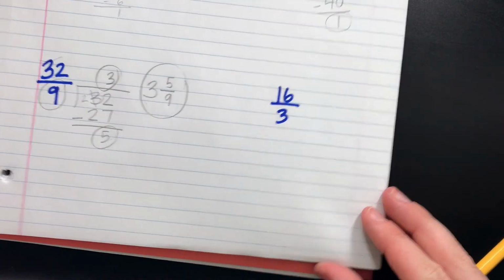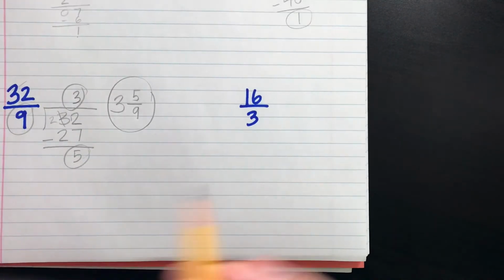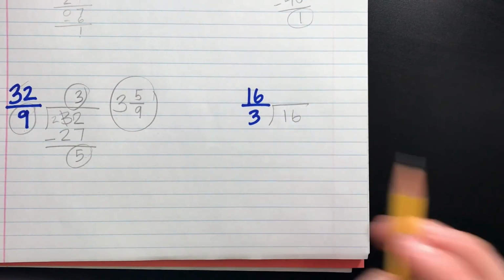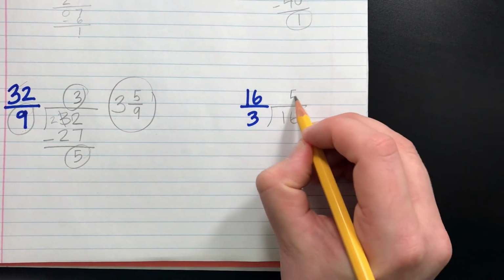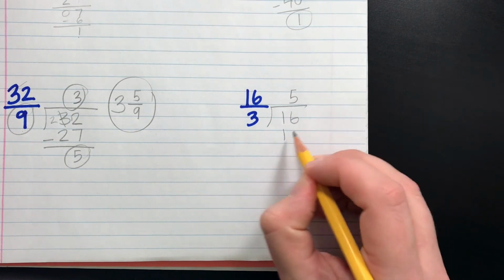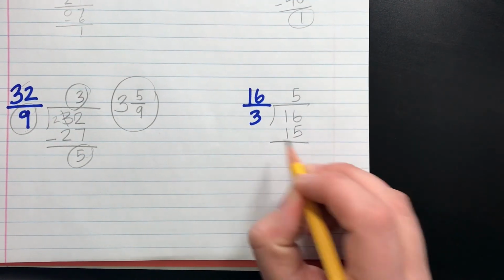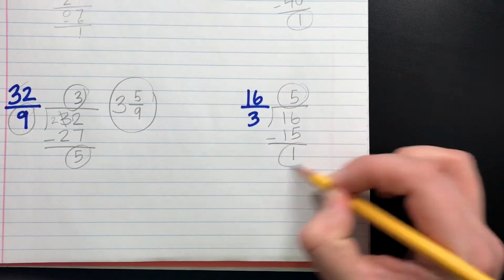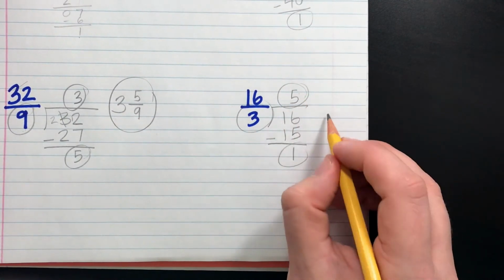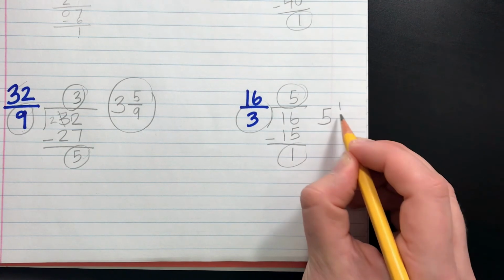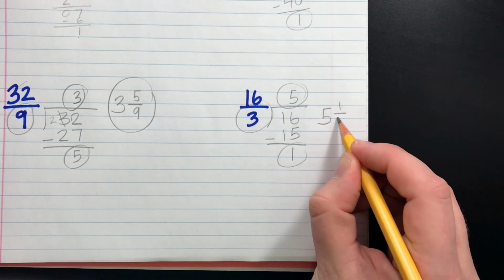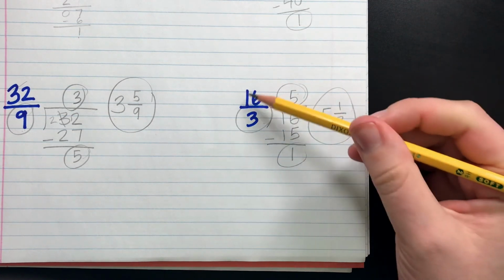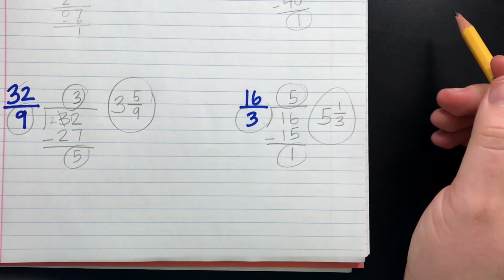Okay, last one. So 16 over 3. 3 goes into 16 5 times because 5 times 3 is 15. So it goes in without going over. 16 minus 15 is 1. So now I have my three numbers. 5 is our king, and 1 is our numerator, 3 is our denominator. So 16/3 translates to 5 1/3.